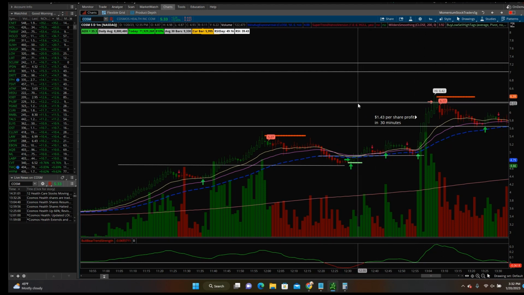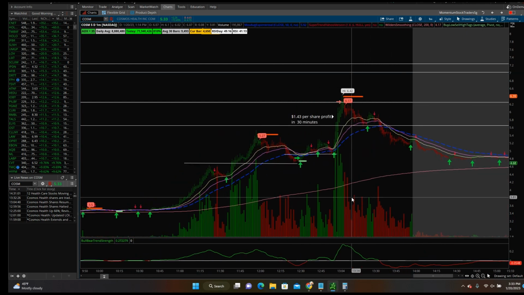And this was a daily level, this one right here at $6.24. I did get out there and I made $1.43 per share. So all in all, today I made $3.94 per share between 4 trades.